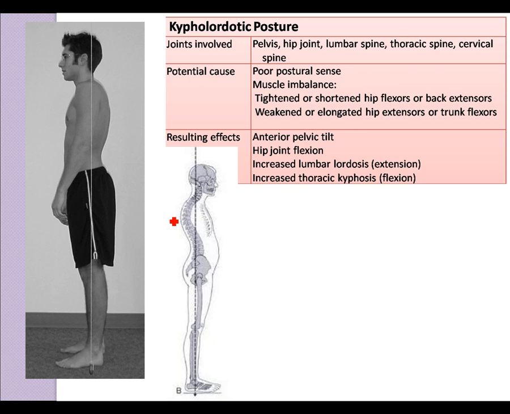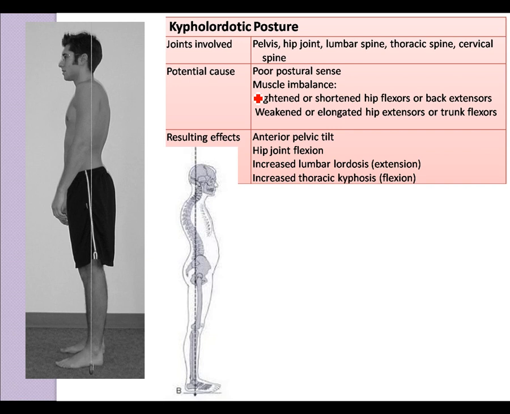The spine is curved so that we're able to actually dissipate force, so that we can get rid of force. If it's curved, we're able to get rid of force easier than if it was straight up and down. We don't want straight up and down. We want it to be curved, but we don't want it to be too curved. So in this case, kypholordotic posture, we have excessive kyphotic curve and excessive lumbar curvature. So we have things going on in both areas.